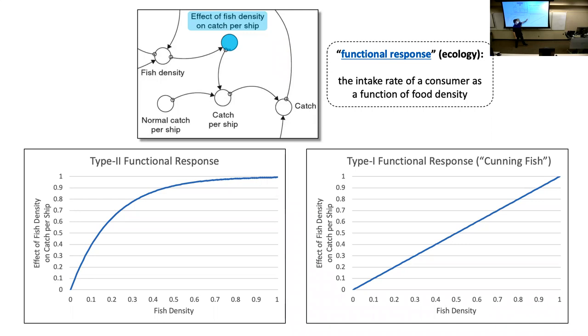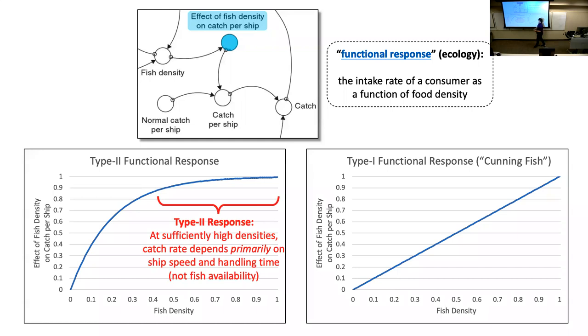The other one's called a type two response, a functional response, which looks a little bit more like this, which might be more realistic for the fish. The idea with this type two response is that when densities of the fish get really high, then a slight decrease in density has almost no effect on the predation rate, and almost no effect on the catch rate of these ships. It isn't until you go way down beneath that that the ships start actually seeing less fish per ship. That's this nonlinear effect. That's a so-called type two functional response when it levels off this way.